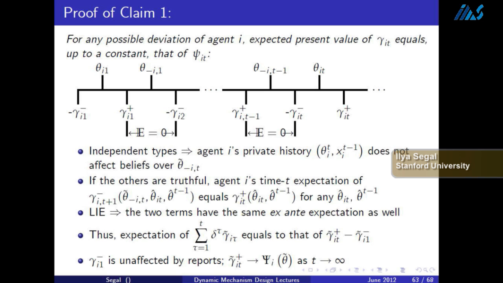Now in the infinite horizon case, you just take t equal to infinity, and you get this convergence, so that this last term will just converge to the net present value of payments in the original mechanism. And so what you get is the net present value in the original mechanism minus some constant, which is what this claim says. So no matter how agent i deviates.